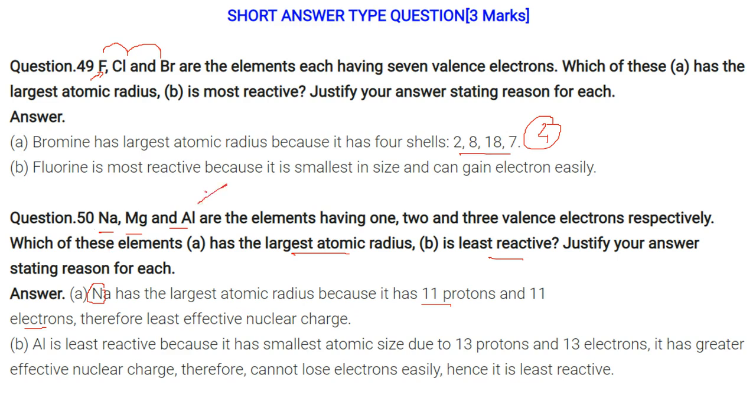While aluminium is least reactive. Why? Because it has the smallest atomic size. There are 13 protons and 13 neutrons. So the force of attraction between protons and electrons is higher. It has greater effective nuclear charge. Therefore, it cannot lose an electron easily. Therefore, it is least reactive.